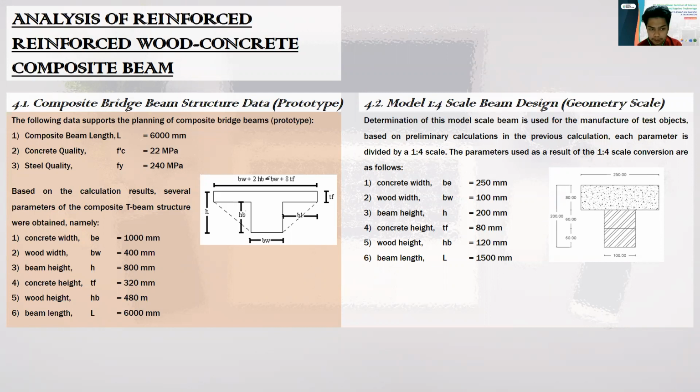I choose the composite beam length 6,000 millimeter, concrete quality f'c 22 MPa, steel quality fy 240 MPa. So the geometric scale used for analysis is: concrete width 250, wood width 100, beam height 200, concrete height 80, wood height 120 millimeter, and beam length 1,500.